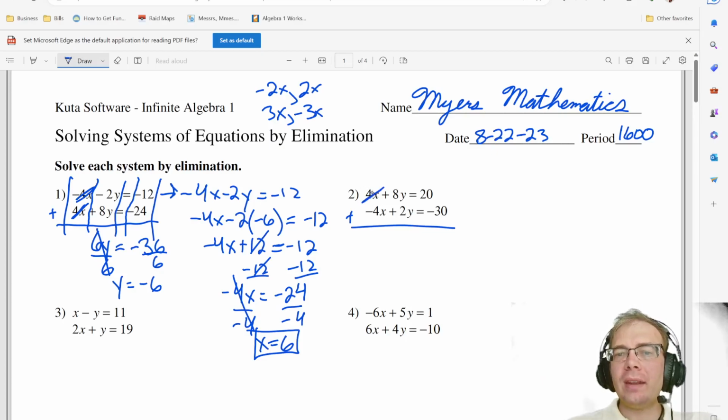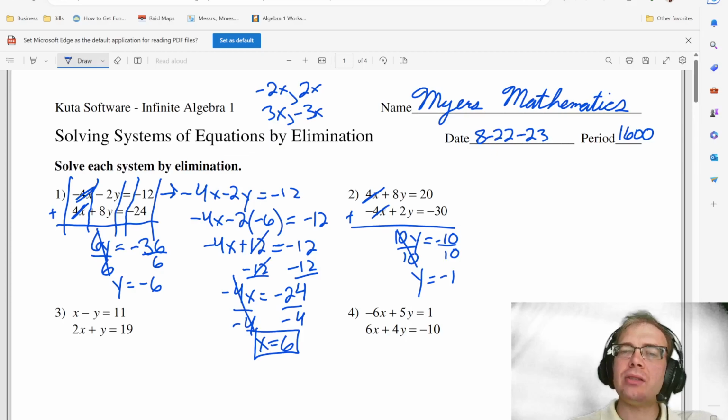4x minus 4x cancels. 8 plus 2 is 10. 20 minus 30 is negative 10. Divide by 10, divide by 10. Negative 10 divided by 10 is negative 1. And then I can plug it back into one of the equations. Let's say I want to plug it back into the first equation again. This time I will show you what I was referencing earlier.